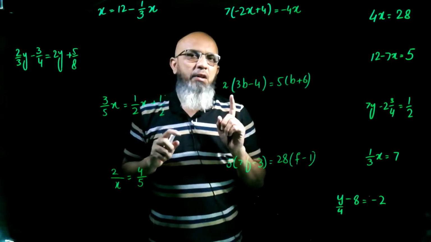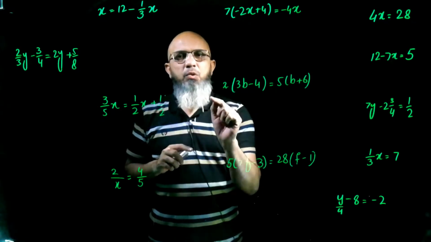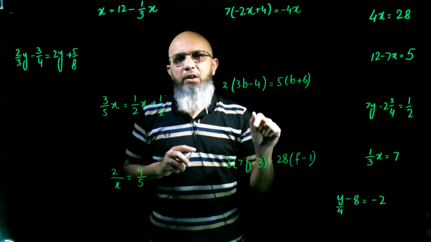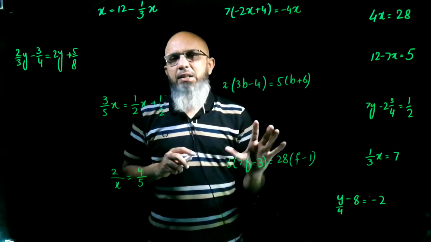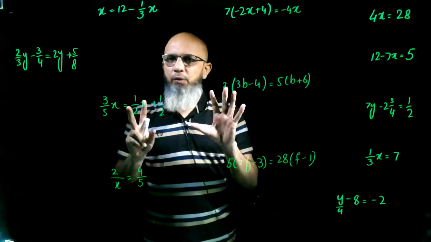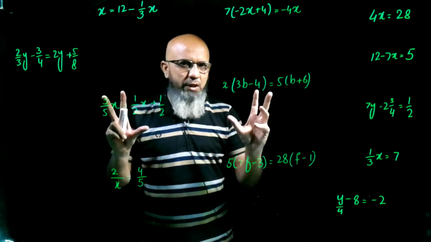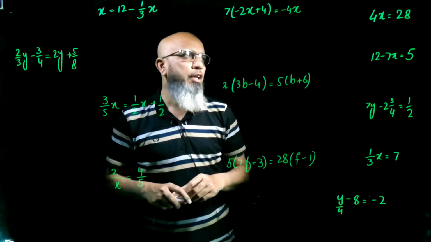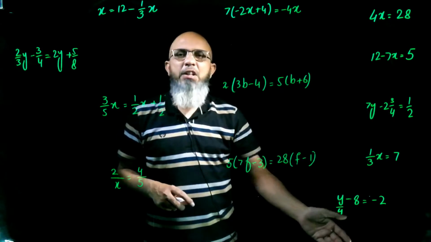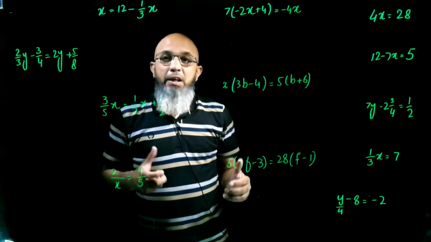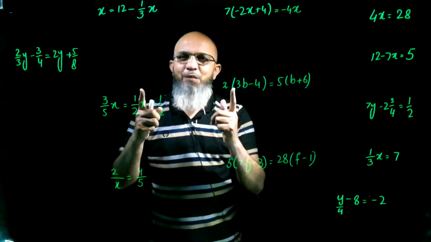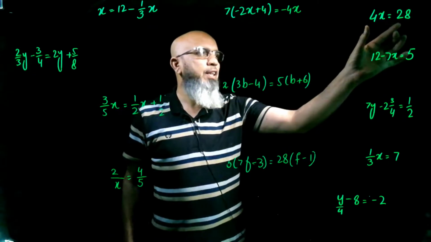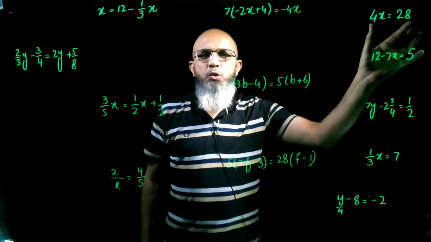And you can check your answer of each question by putting the value you get instead of the variable. So let's start our today's lecture and solve these questions. There are some easy questions, easy for me as well as easy for you. So let's start. The first question is 4x is equal to 28.